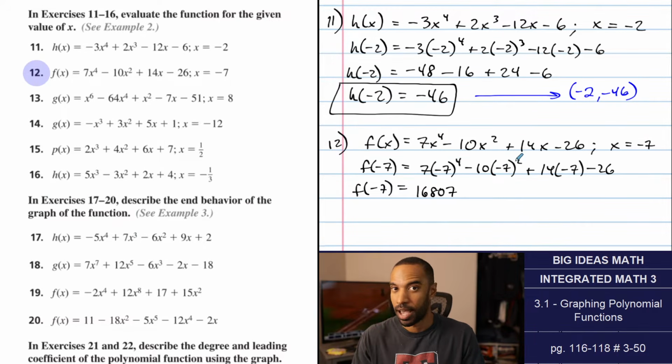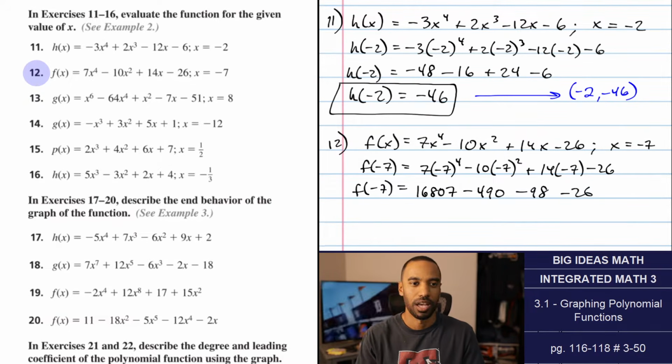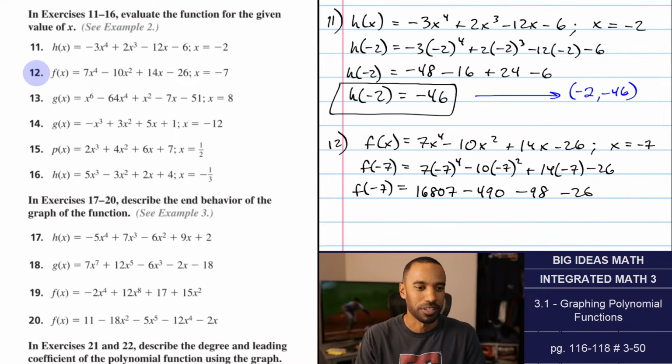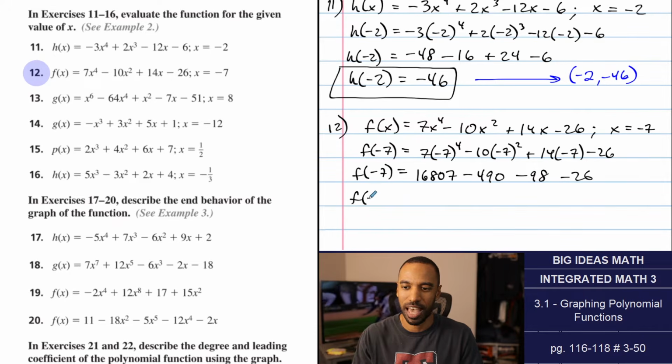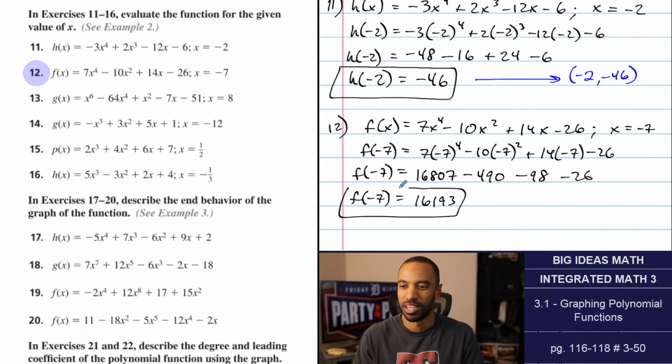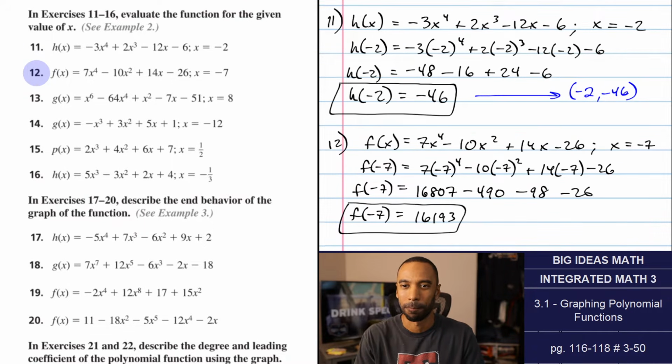-7 squared is 49. Times 10 is 490. We're going to subtract 490. I'm going to use my calculator for this as well. 14 times -7 is -98. And then minus 26. All right, calculator. Help me out, please. 490 minus 98 minus 26. I expected I was going to do this without a calculator, and I didn't realize how big or small the numbers would get. Hey, it's still in the 16,000s. And this would be a point we'd plot on the graph as well, but it's quite high up. I don't expect we're going to do something that large.